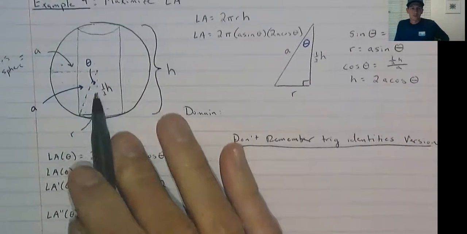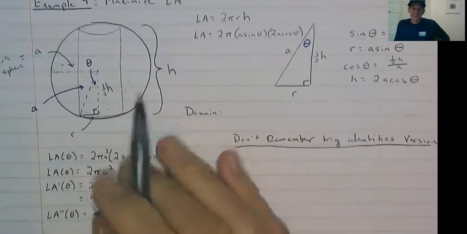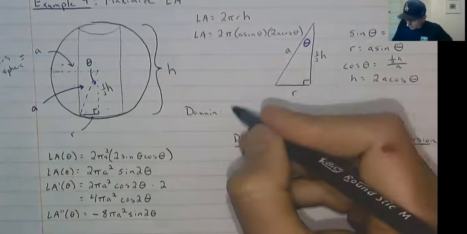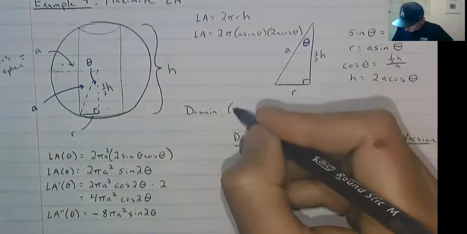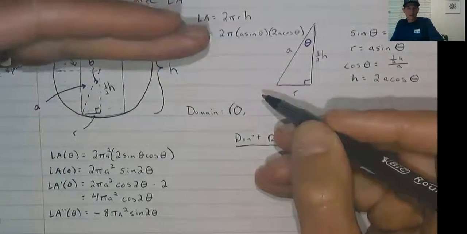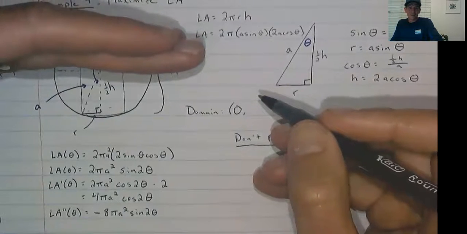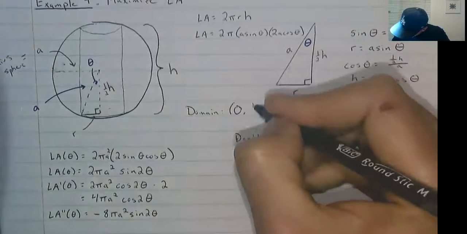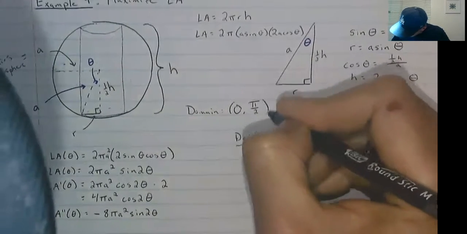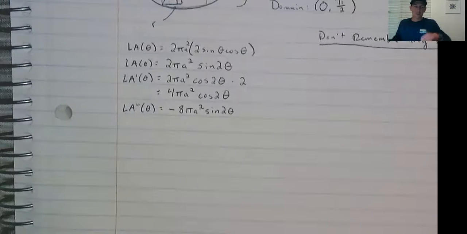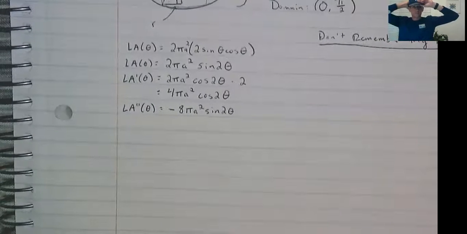The domain, again, this is theta. So the domain, it really can't be 0, because if it's 0, there is no cylinder. So open at 0. This angle can open up all the way to 90 degrees, but it can't actually be 90 degrees, because then again, the cylinder disappears. It's going to be 0 to pi over 2, open. So we're not going to be able to check those endpoints, meaning we're not going to have the extreme value theorem. Okay, this problem is all over the place, but we're okay.